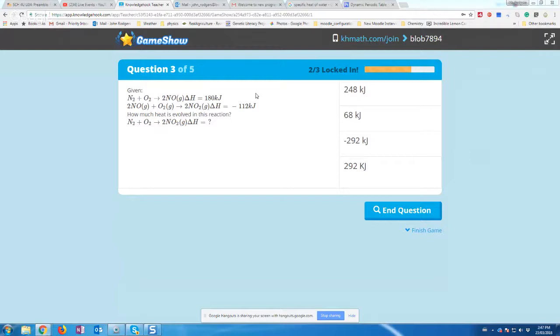Oh, so I don't need to do that switch around goofy crap? Not in this case. No, this one's actually pretty simple. Oh, look, I can just do 180 plus negative 112.